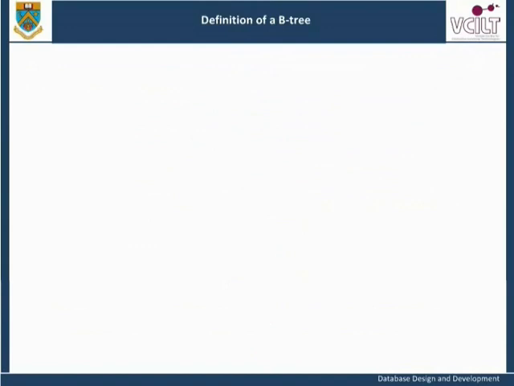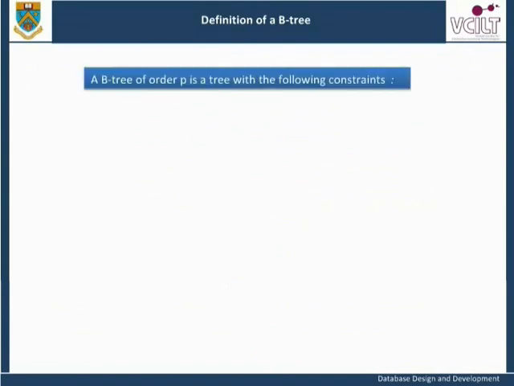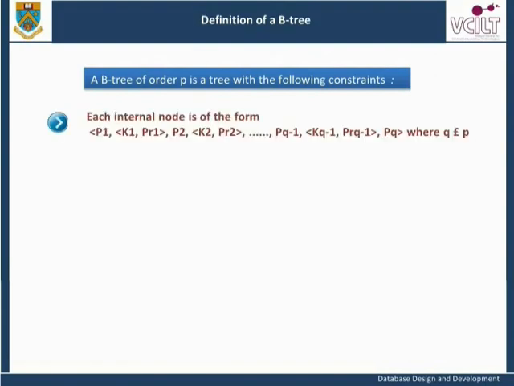Definition of a B-tree. A B-tree of order p is a tree with the following constraints. Each internal node is of the form P1, K1, PR1, P2, K2, PR2, ..., P(q-1), K(q-1), PR(q-1), Pq, where q ≤ p. Each Pi is a tree pointer, a pointer to another node in a B-tree. Each PRi is a data pointer, a pointer to the block containing the record whose search field value is equal to Ki. Within each node, K1 < K2 < ... < K(q-1).